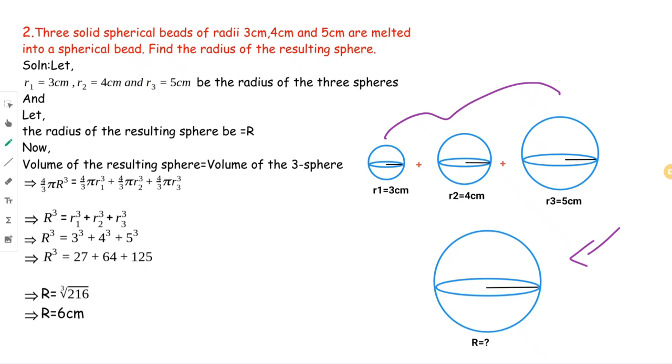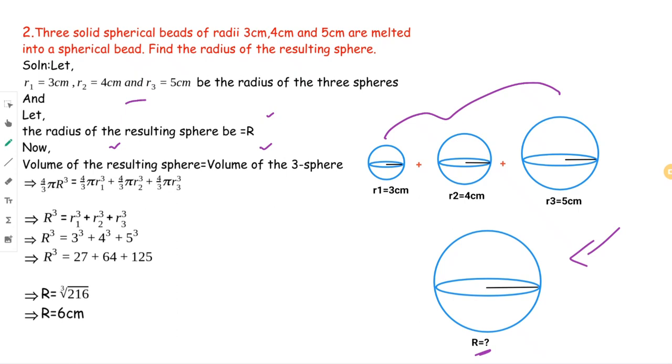Since we do not know, we'll take it to be equal to capital R. Also remember again, the volume will remain the same, which means volume of the smaller 3 spheres should be equal to volume of the resulting bigger sphere. All right, so I've done the given and all. Once again, volume of the resulting sphere should be equal to volume of the 3 spheres.